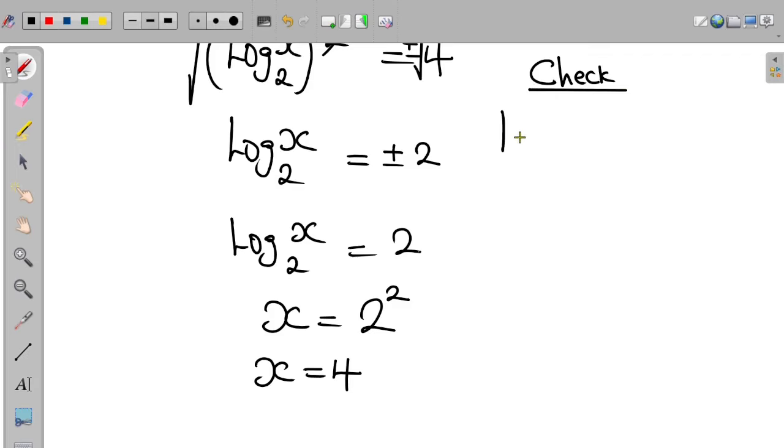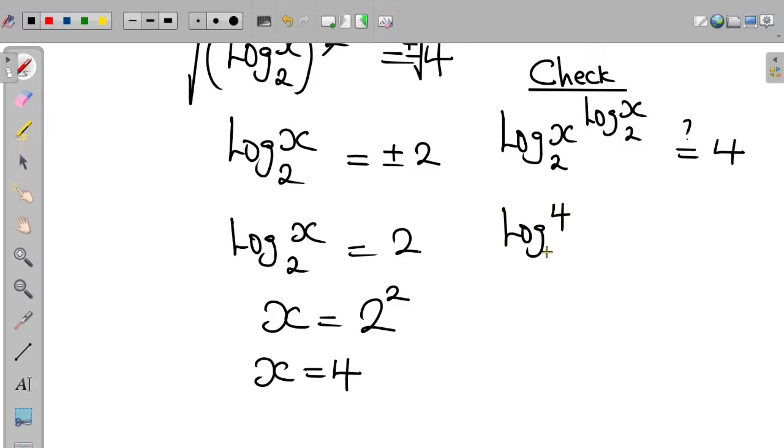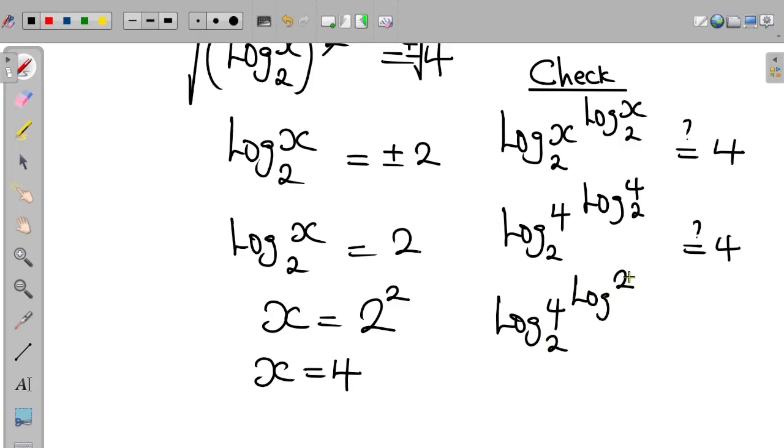Recall that we have log x in base 2 to the power of log x in base 2 is equal to 4. Now, since x is 4, this becomes log 4 in base 2 to the power of log 4 in base 2 equal to 4. So from the index law of logarithm, this becomes log 4 in base 2 to the power of log 2 to the power of 2, in base 2, equal to 4.